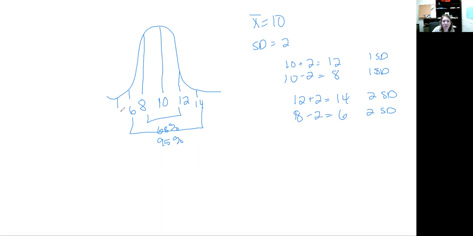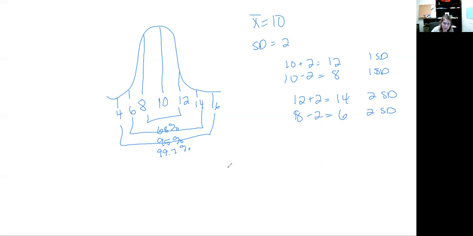And then if we go 2 again, 2 this way would be 4, and 2 this way would be 16. That's going to be 3 standard deviations, which was your 99.7%, okay? So that means that 99.7% of the data is going to fall between 4 and 16.